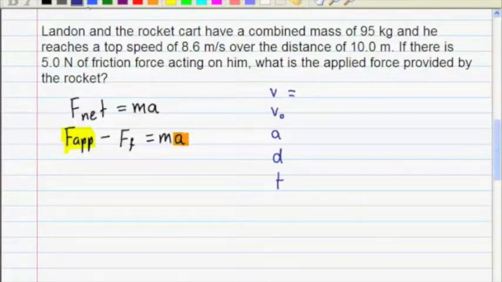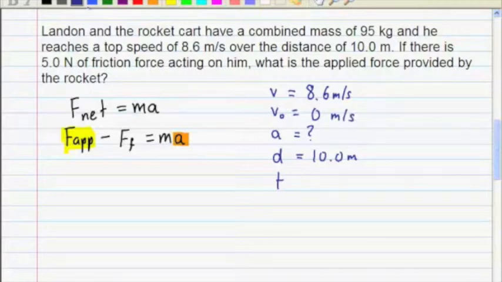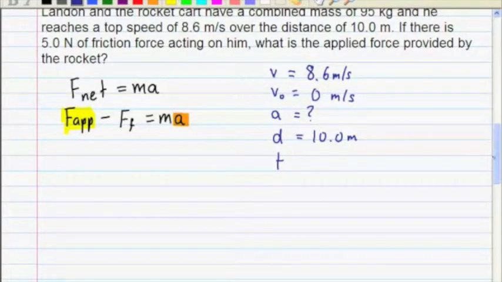Well, his final top speed that he reaches is 8.6 meters per second. His acceleration, don't know. His displacement, however, is 10 meters. Now, it may seem like those are the only variables we know, but since Landon started off at rest, it's actually implied that his initial velocity is 0. Now remember, whenever we know any 3 of these variables, we can always solve for the other unknown. And so we're going to look to our formula here that says v squared equals v naught squared plus 2ad to solve for our acceleration.